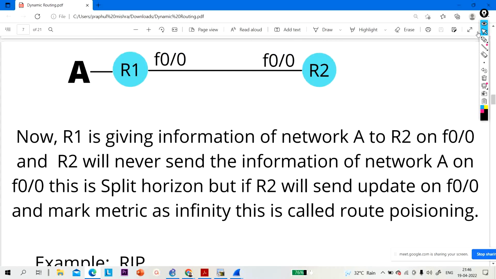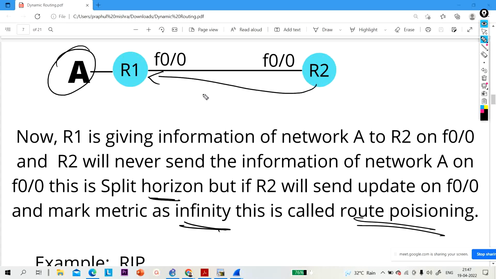See, in this topology, now R1 is giving the information of network A to R2 on FastEthernet 0/0, right? R2 will never send the same information of network A on FastEthernet 0/0. This is split horizon. Am I right? R1 will send the information of network A to R2, and R2 will never send the information of network A to this interface, FastEthernet 0/0. This is split horizon. But if R2 sends an update on FastEthernet 0/0 and marks the metric as infinity, this is route poisoning, right? Suppose R2 loses this network. So how will R2 tell R1? It will put infinity in the metric field, and then send the update to R1.